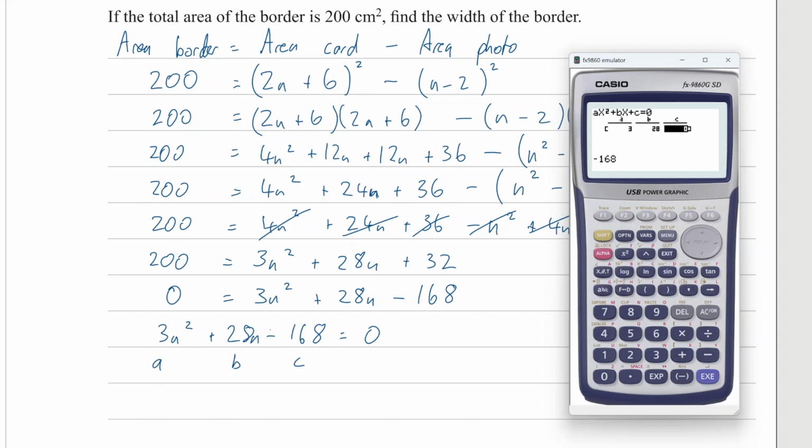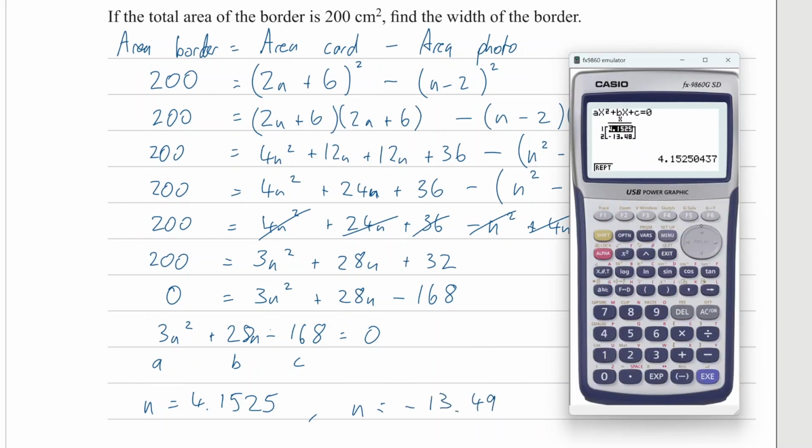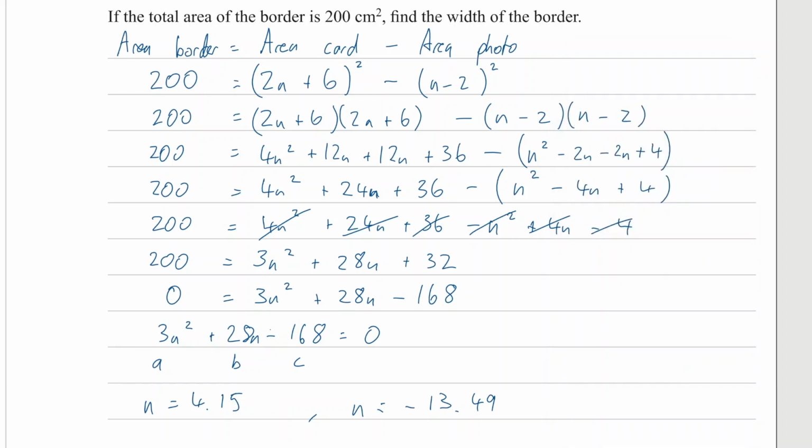There we go, we hit F1, which is solve, and we get n equals 4.1525, or n equals minus 13.49. Yeah, let's round those both to two decimal places. There you go. So we worked out what n is. So pat on the back, good job.